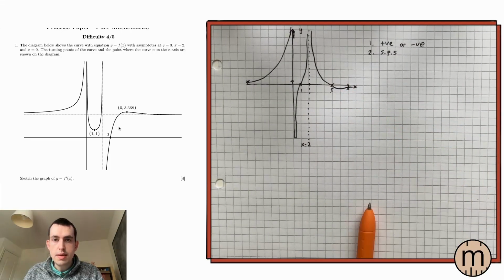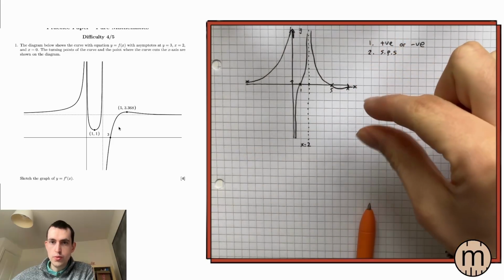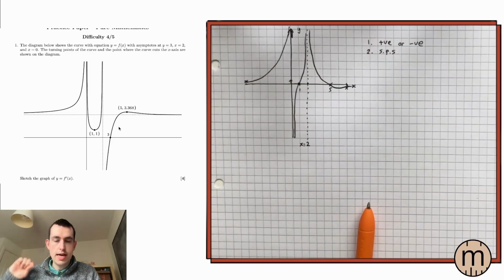And one last hint about these is any vertical asymptote stays in exactly the same place, while any horizontal asymptote will always move into the x-axis.